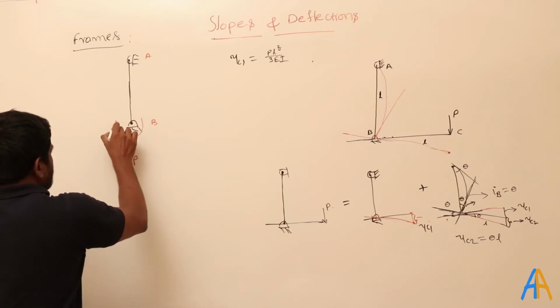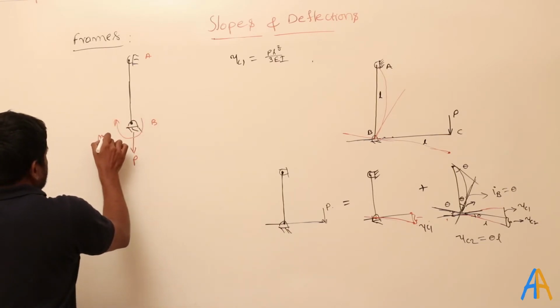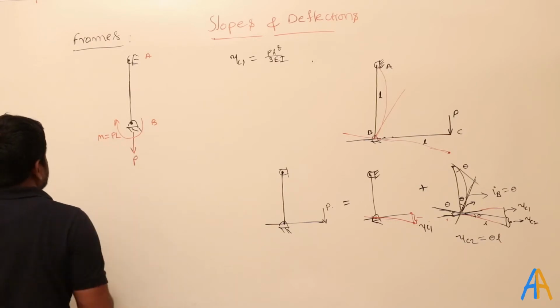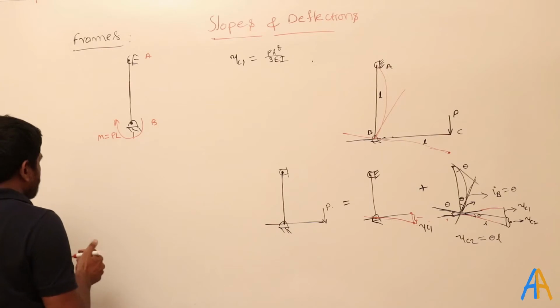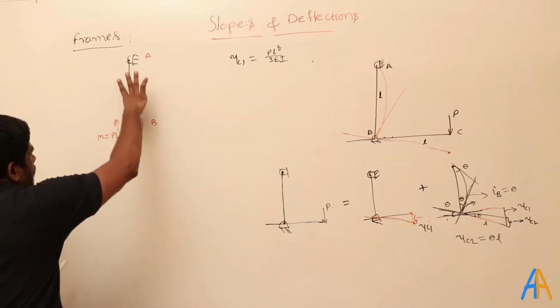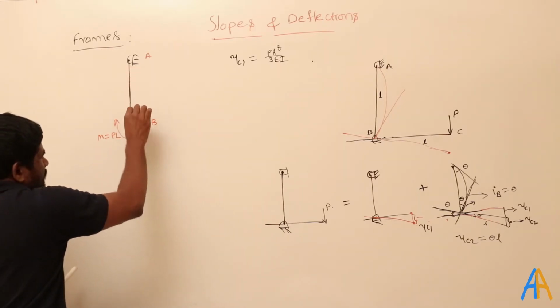So there is a moment acting here. What is the moment? Moment equal to P into L here. I am neglecting the P because it is the axial. For this, I need to find out the deflection at B.